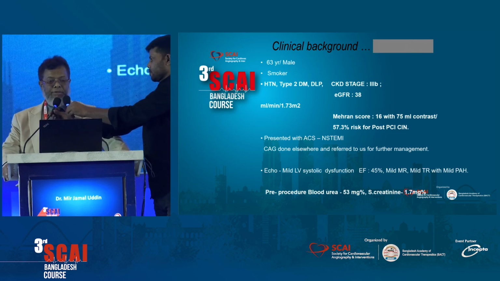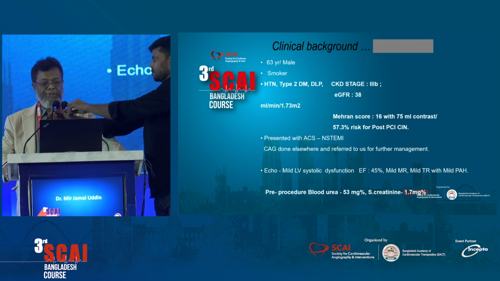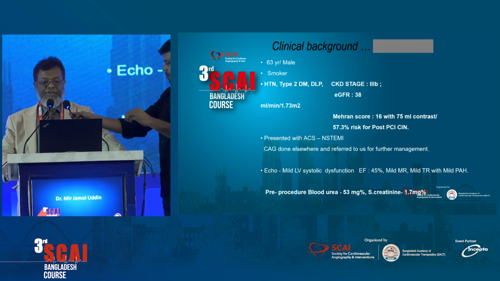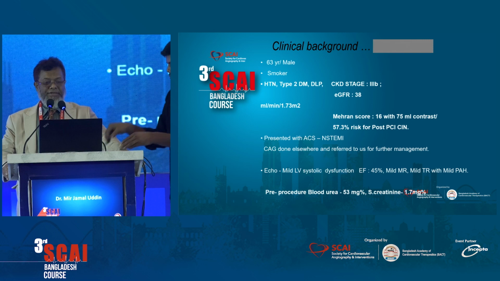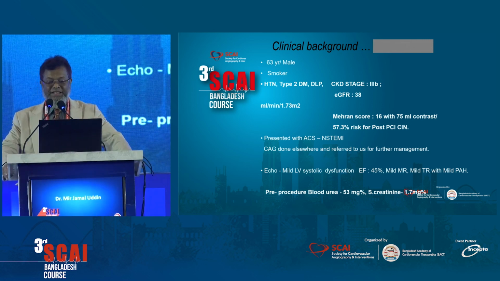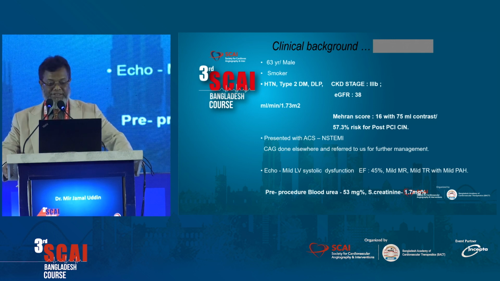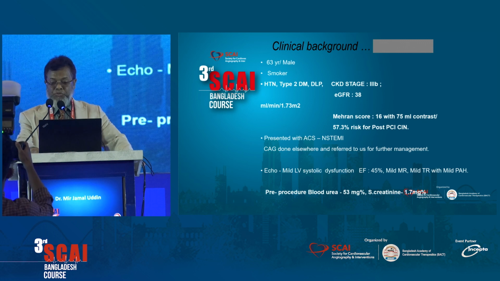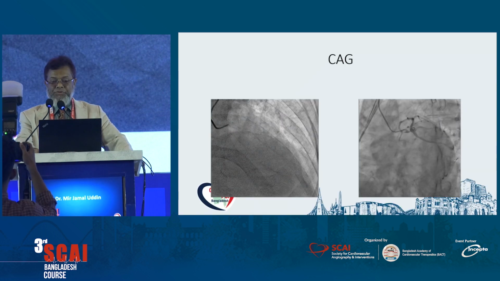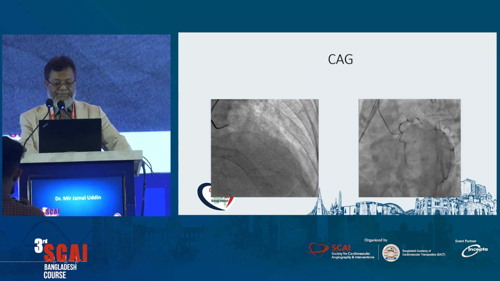63 years, male, smoker, hypertensive, diabetic, dyslipidemia, CKD stage 3B, eGFR is 38, and Mehran score is 16, and chances of development of CIN is approximately 57%, and diagnosed as non-STEMI. Angiography was done in a different center, and his ejection fraction was 45%. Creatinine was 1.7, and these were the angiographic findings.